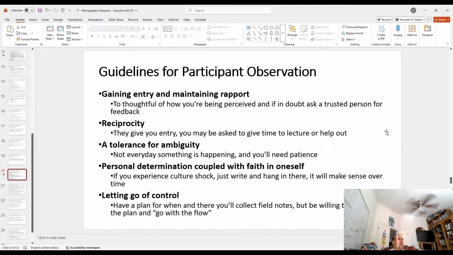A personal determination is coupled with faith in oneself. If you experience culture shock, just write about it. Hang out there. It makes sense over time. We're getting ready to host an international student from Spain, and I'm going to have him journal. He's going to be here for a year.